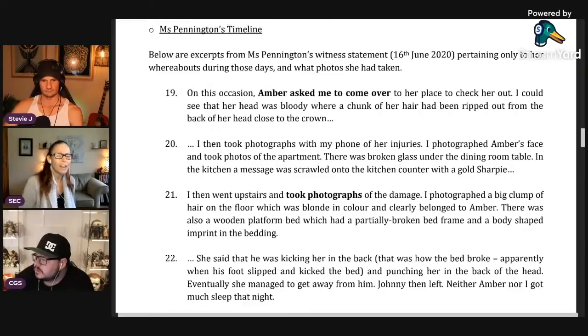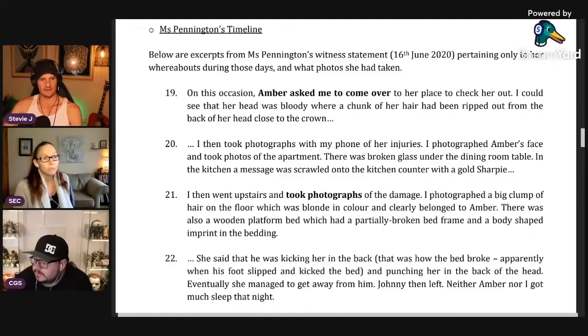Wait a minute, the back of her head close to her crown? The crown is not the back of the head. She was covering her ass on that one, just covering the whole head. It was another bird situation. Just throw something random in there to make it sound plausible.